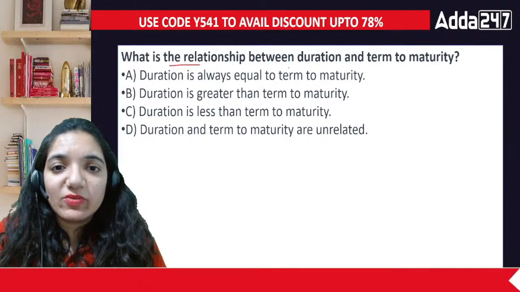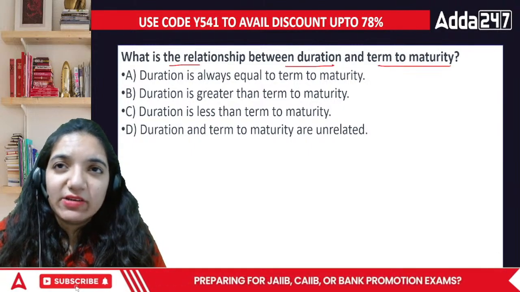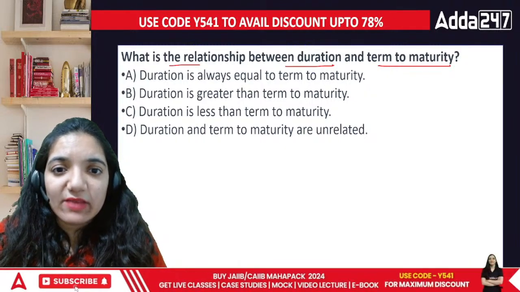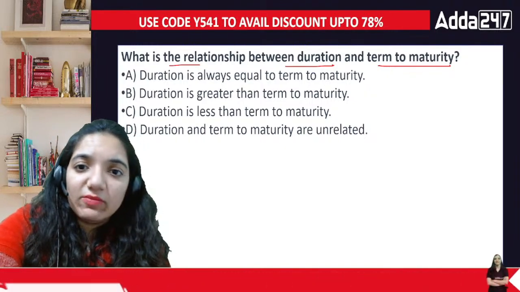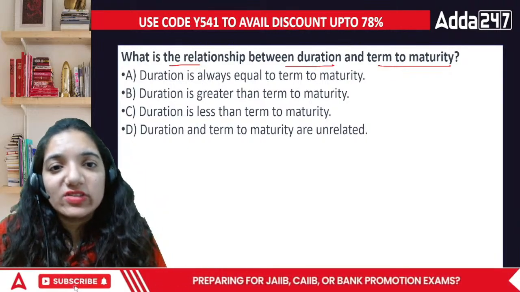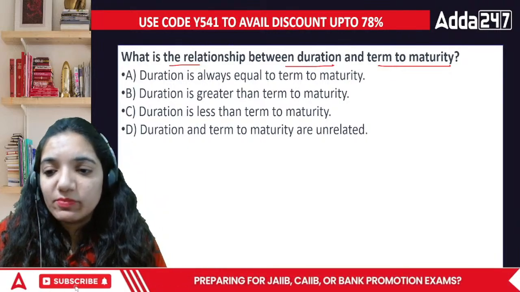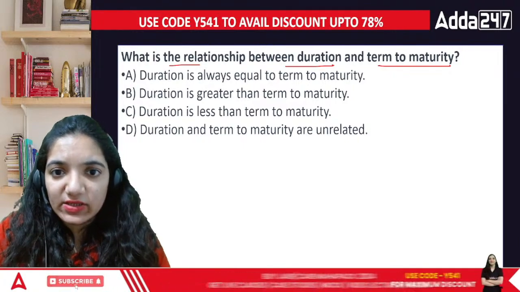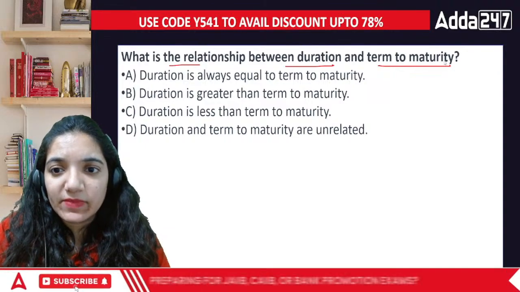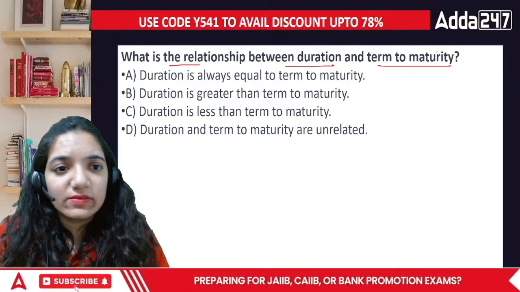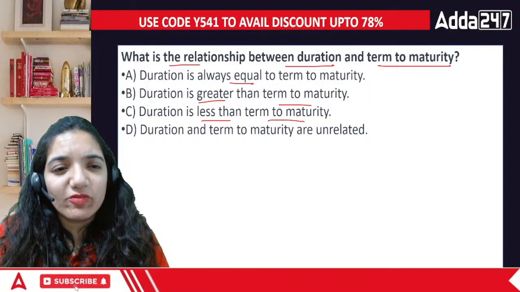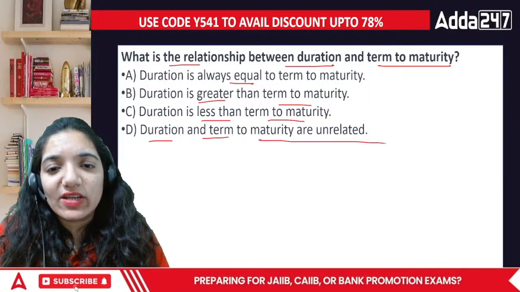What is the relationship between duration and the term to maturity? Duration is basically the time period for which the interest is received by you, and the time when you will receive the money is called maturity. So in this case, the question is asking what is the relationship between duration and the term of maturity? How do we look at this, everyone? Duration is always equal to the term of maturity, duration is greater than the term of maturity, duration is less than the term of maturity, or duration and term of maturity are unrelated.